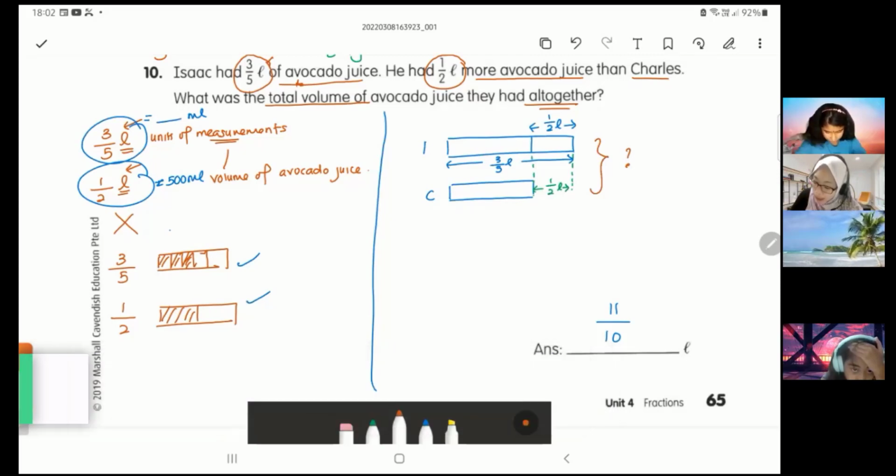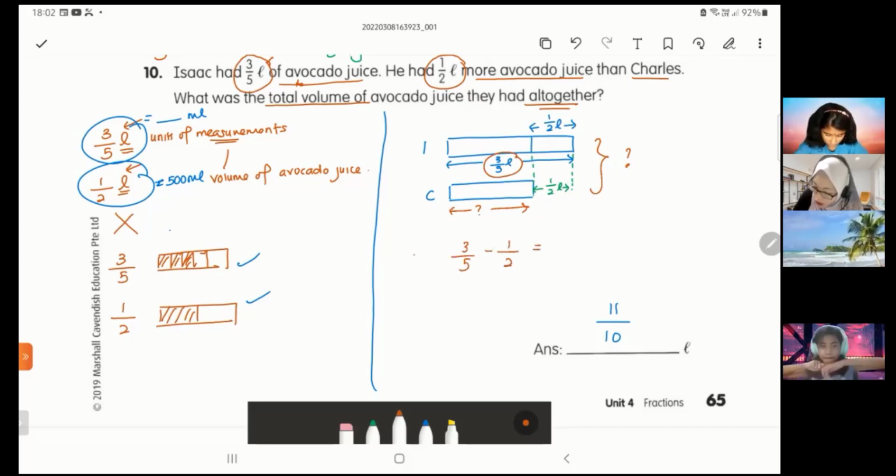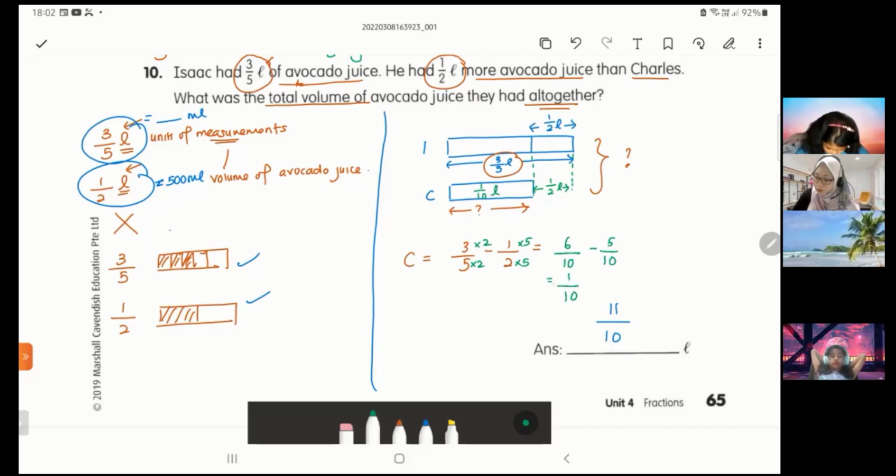So I know Isaac's amount of juice. Can I find Charles' amount of juice first? If you notice, Charles is shorter than Isaac, right? So you take 3/5 minus half. This is Charles. Okay, denominator must be the same. So times 2, times 5, times 5, times 2 equals 6/10 minus 5/10 equals 1/10. So Charles has 1/10 liters.